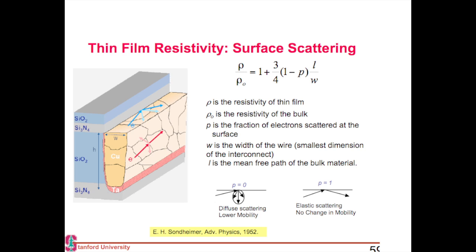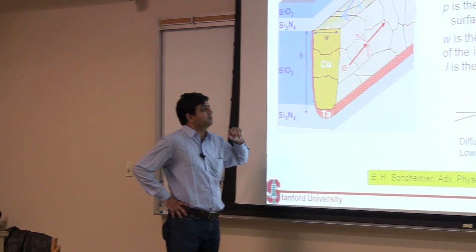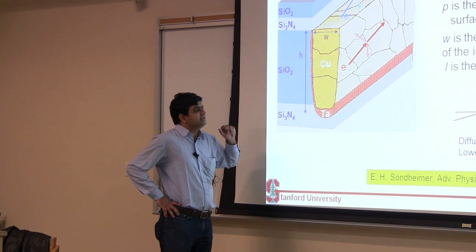If you have two of these metals in parallel and you have elastic scattering, then it's okay. If something goes from this low resistivity copper into the tantalum and comes back with the same momentum, then it's fine. But if you have inelastic scattering, which is the case when you have boundaries between two metals, then your overall resistivity increases.